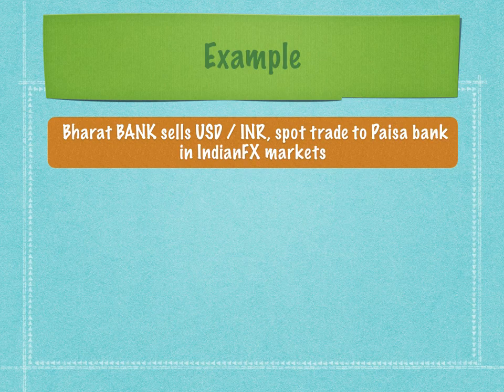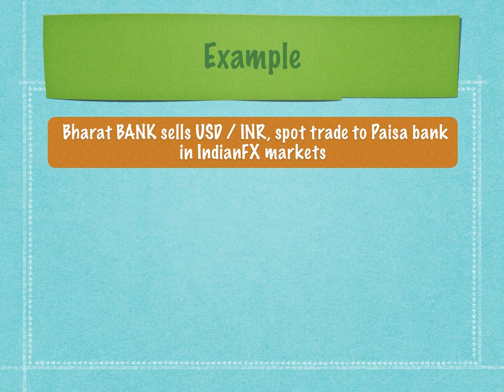Let's take an example. Bharat Bank sells USD INR spot trade to Paisa Bank in the Indian foreign exchange markets. Okay? Bharat Bank is selling USD INR. So you know what you're selling. The terms of the trade say it is spot trade. That means T plus 2. Who is the counterparty to the trade? Paisa Bank.